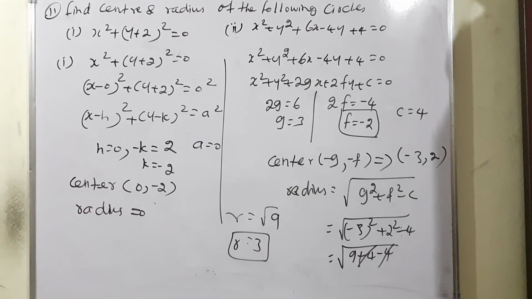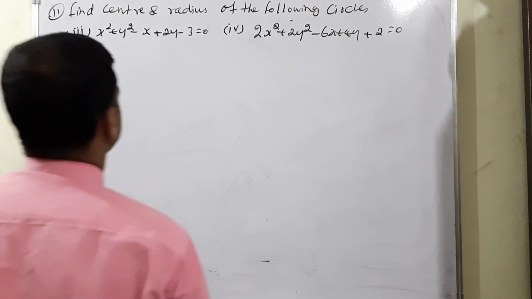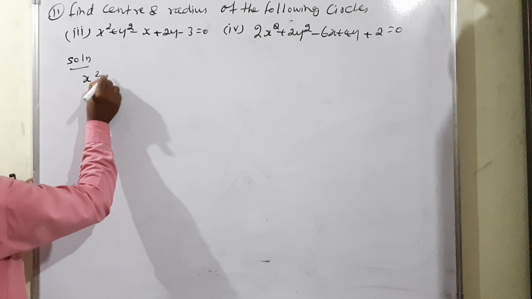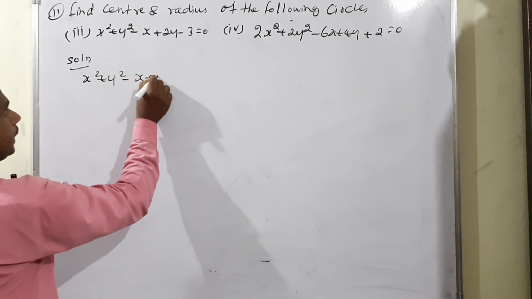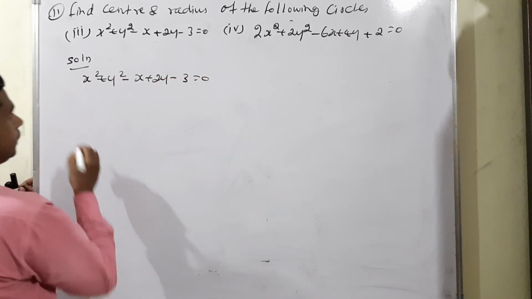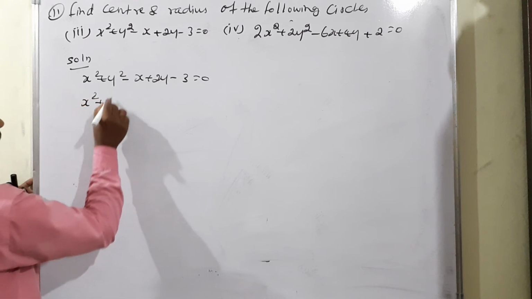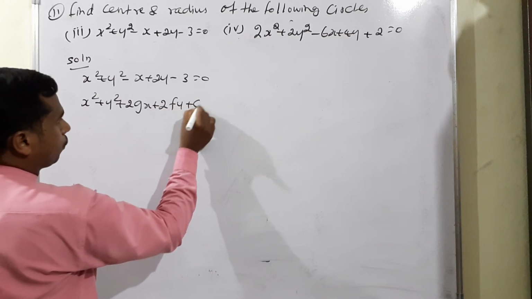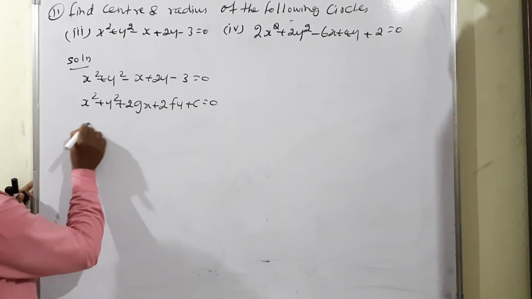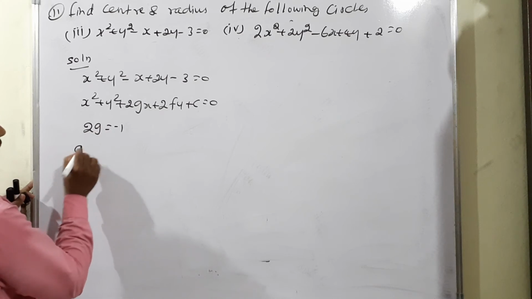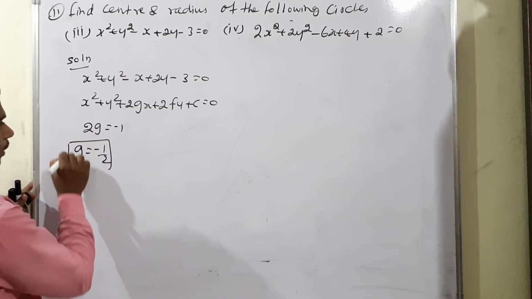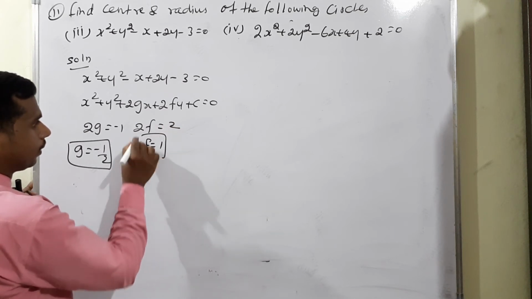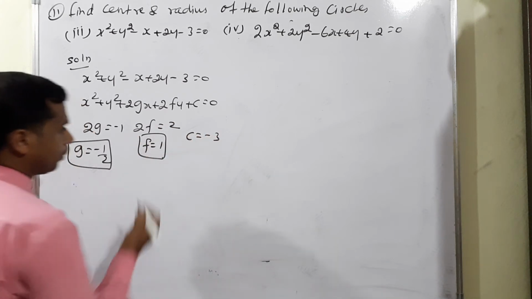Subdivision third and fourth. Third one, solution: given x square plus y square minus x plus 2y minus 3 is equal to 0. Just compare with x square plus y square plus 2gx plus 2fy plus c is equal to 0. So 2g is equal to minus 1 means g is equal to minus 1 by 2. Then 2f is equal to 2 means f is equal to 1. Last condition c is equal to minus 3.